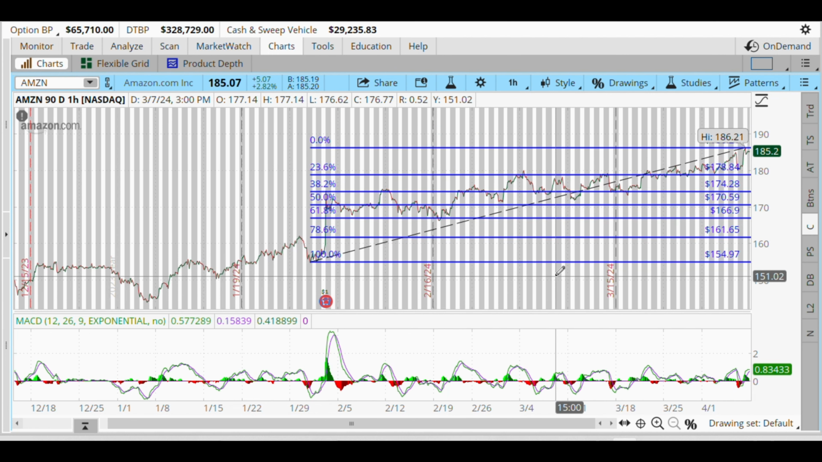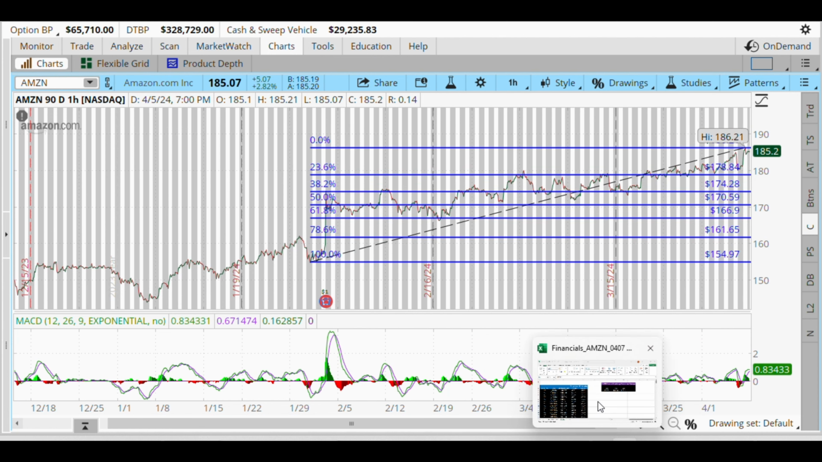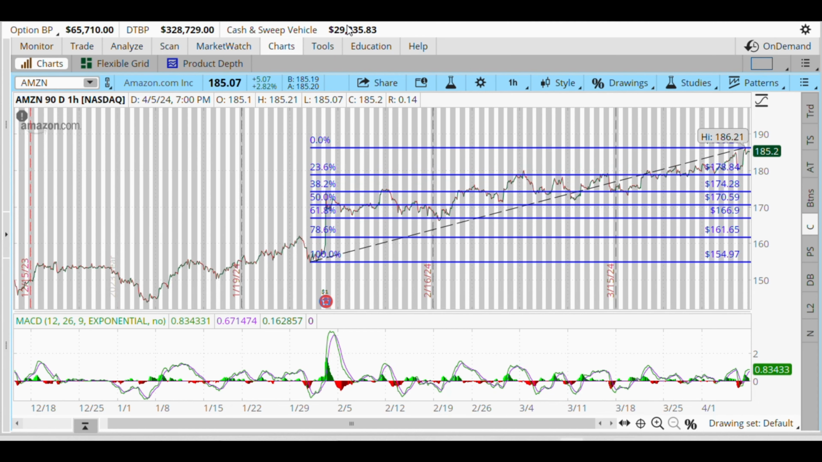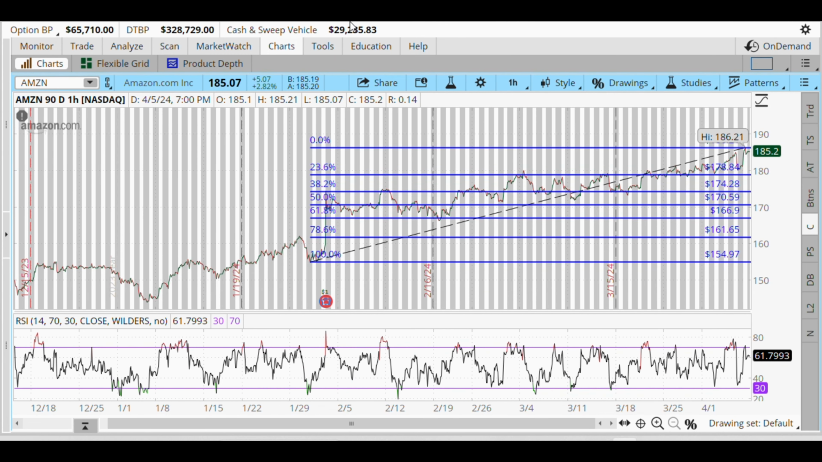And based on the forward PE we just took a look at, there's still some room to go further up. See, the max is 219 and the min is 139. So if there are some negative news or data regarding Amazon, Amazon can also go down because the minimum point is 139. So Amazon still has some room to go down or go up, depending on the future data or the news. At this point, I do not see any negative news on Amazon. The trend is up.